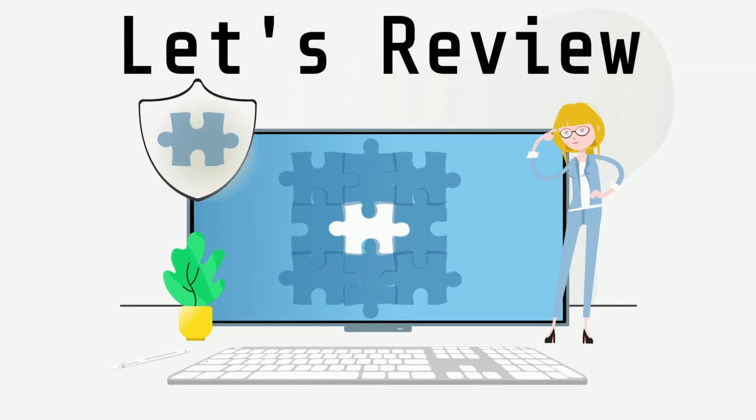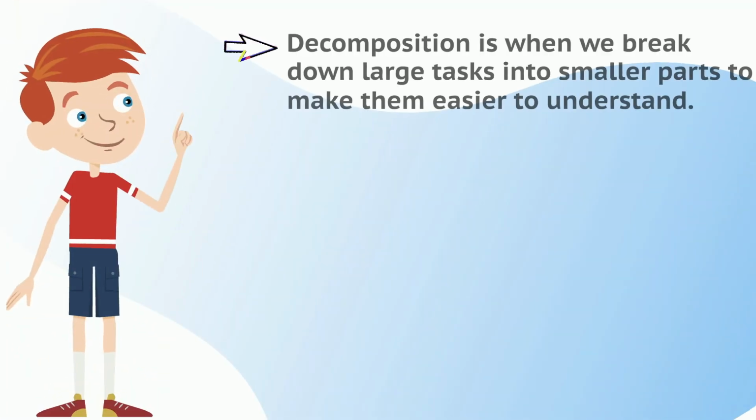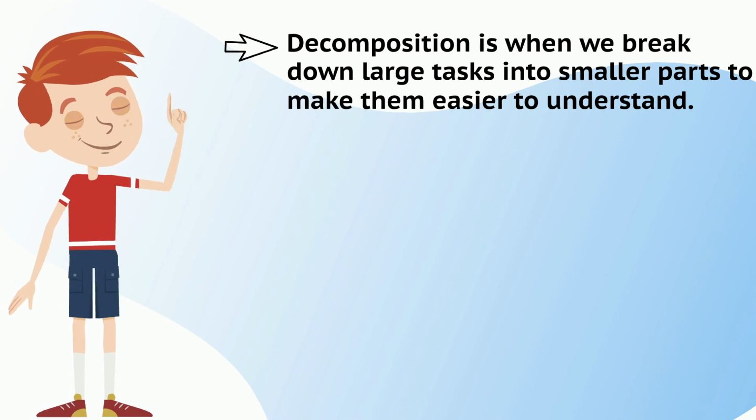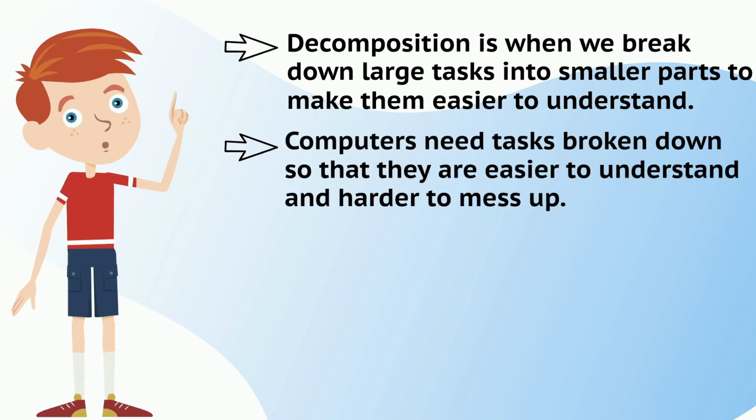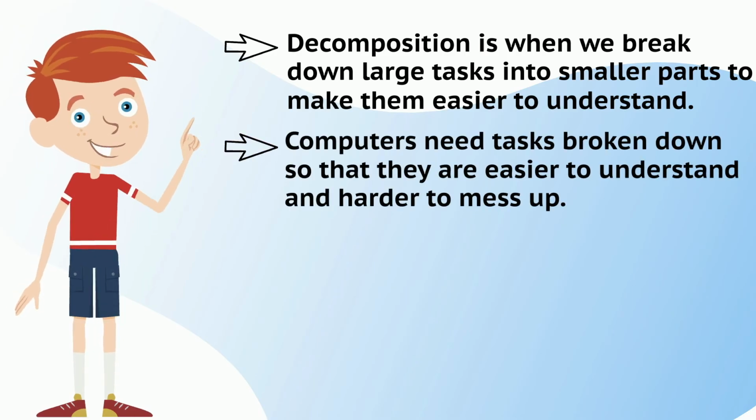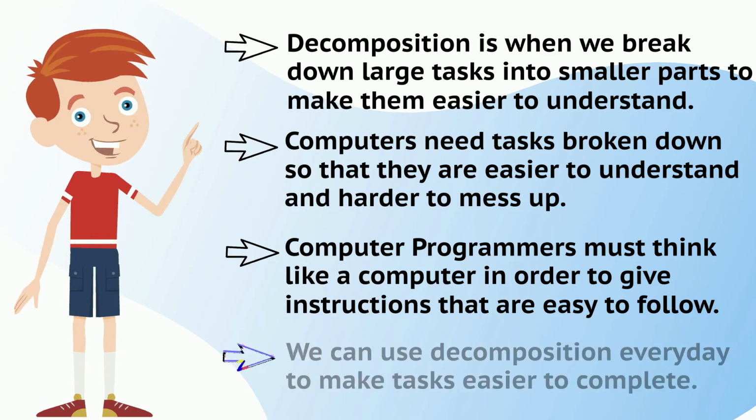Okay, let's review what we have learned. Decomposition is when we break down large tasks into smaller parts to make them easier to understand. Computers need tasks broken down so that they are easier to understand and harder to mess up. Computer programmers must think like a computer in order to give instructions that are easy to follow. We can use decomposition every day to make tasks easier to complete.